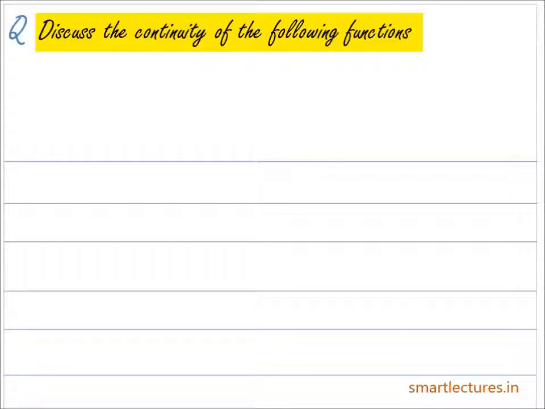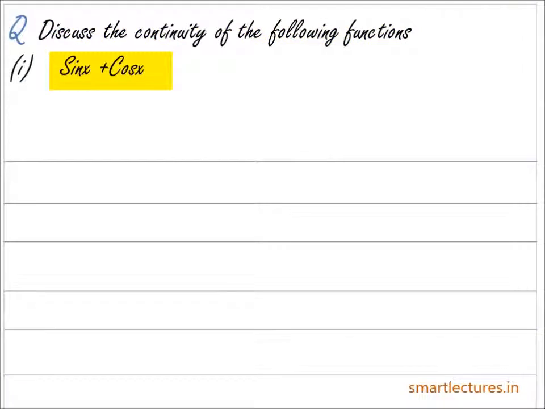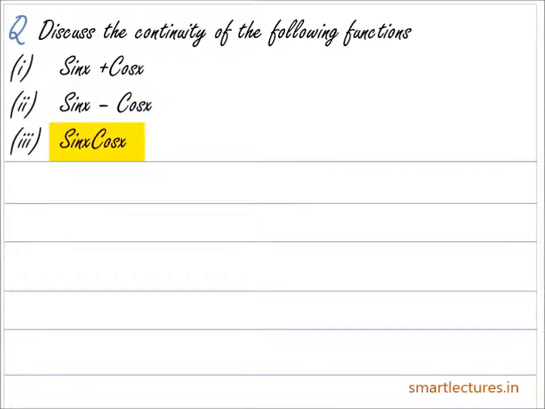So now let's solve one more question. Discuss the continuity of the following functions. The first function is f(x) = sin x + cos x. The second function is f(x) = sin x − cos x. And the third function is f(x) = sin x · cos x.